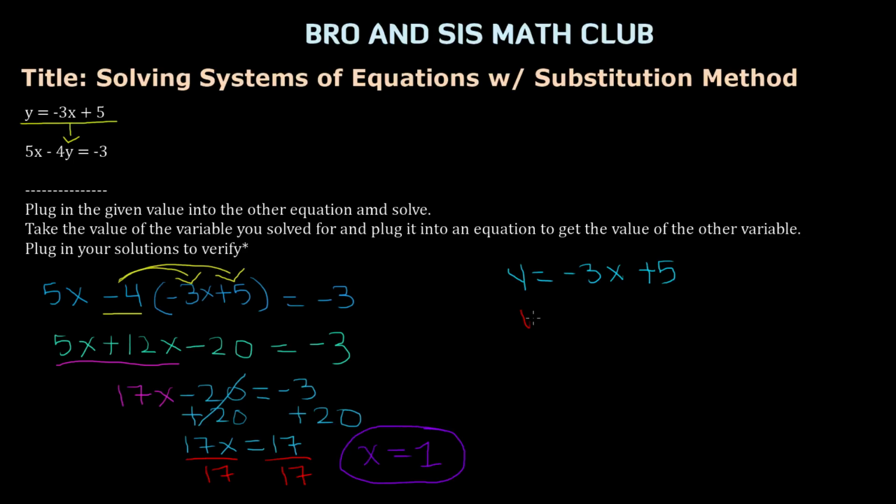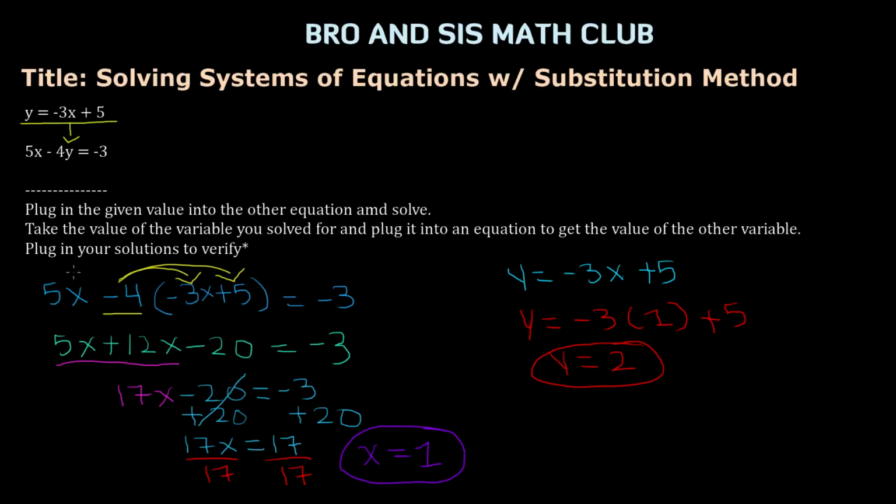So we're going to have y equals negative 3 times 1. Remember that we have to put parentheses, and then plus 5. We have y equals negative 3 times 1, which is negative 3, plus 5, which is positive 2. And the value of y is 2. And this is our solution: x is equal to 1 and y is equal to 2.